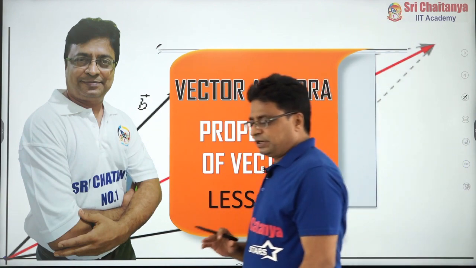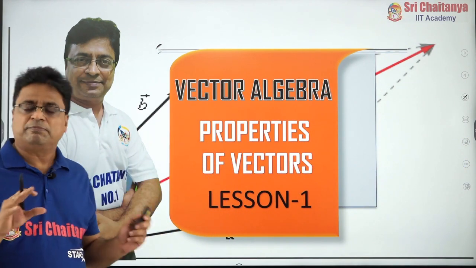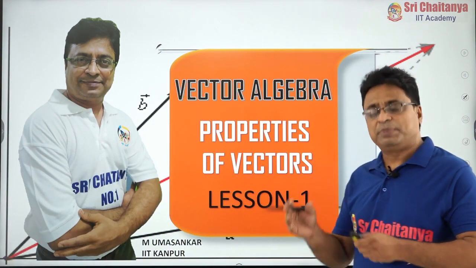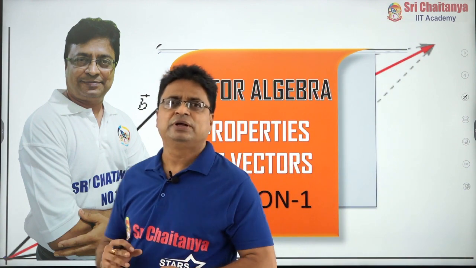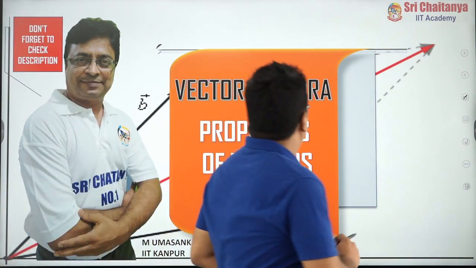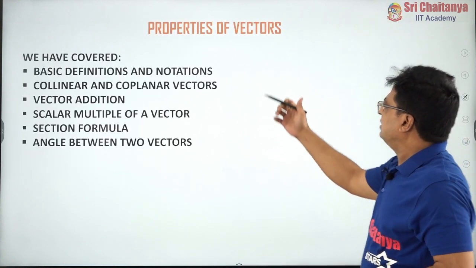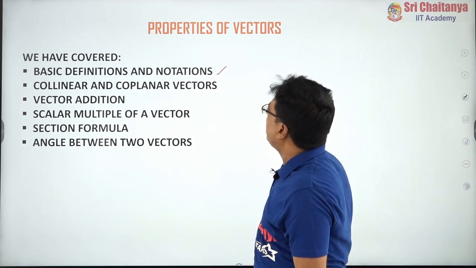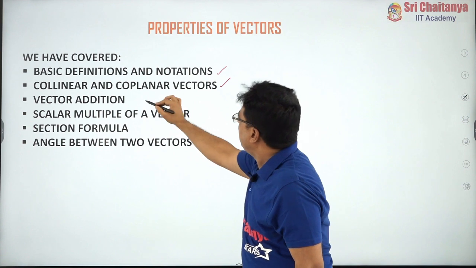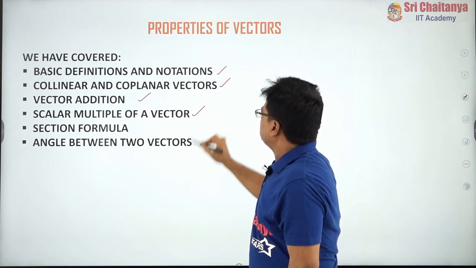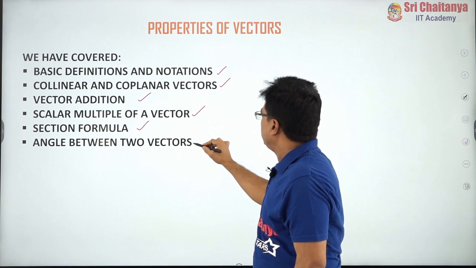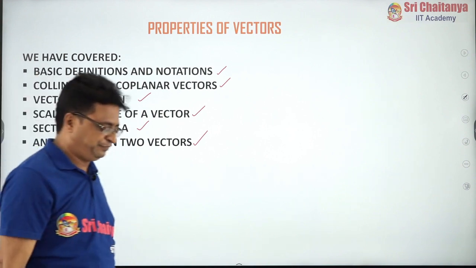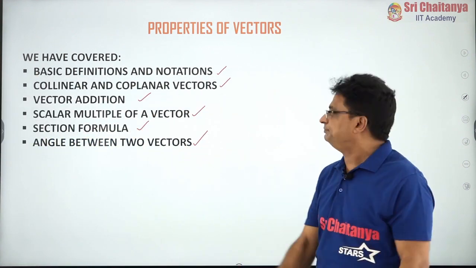If you have mastered these properties of vectors, then you will get a complete idea of when and where to apply the properties and the applications of the properties confidently. So, in this lesson I would like to concentrate on these few topics. What are those? Basic definitions and notations, collinear and coplanar vectors, vector addition, scalar multiplication of a vector, section formula, and angle between two vectors. These 5 areas I am covering through this lesson, lesson number 1.